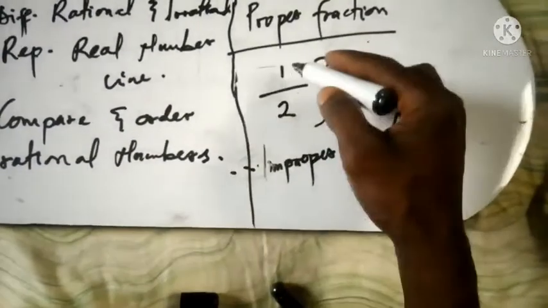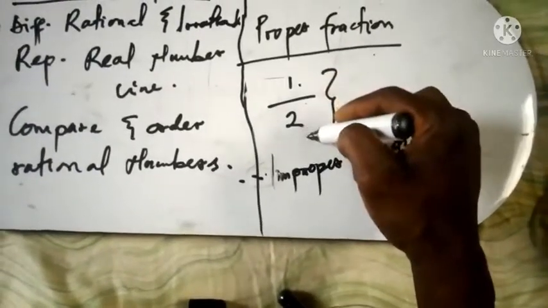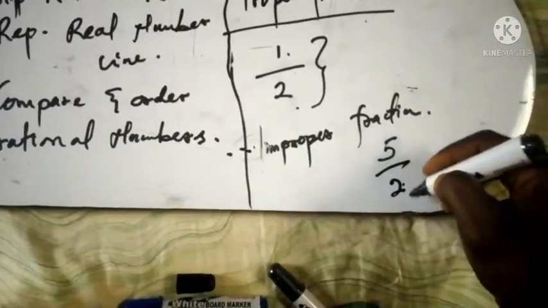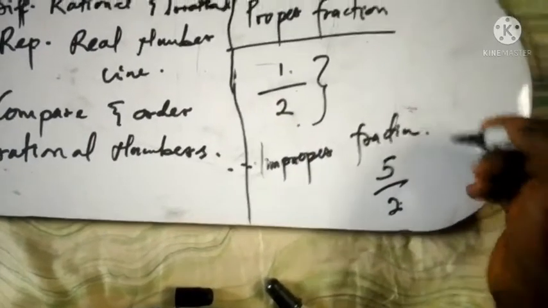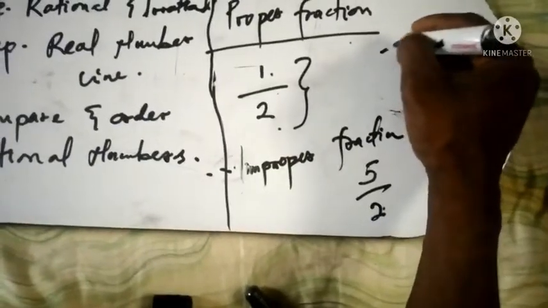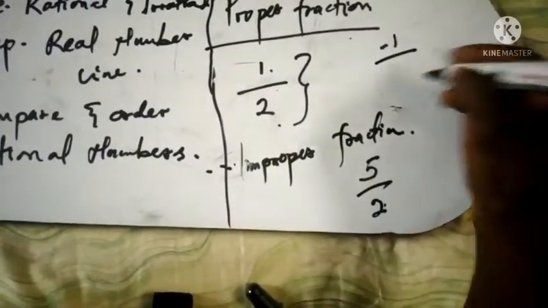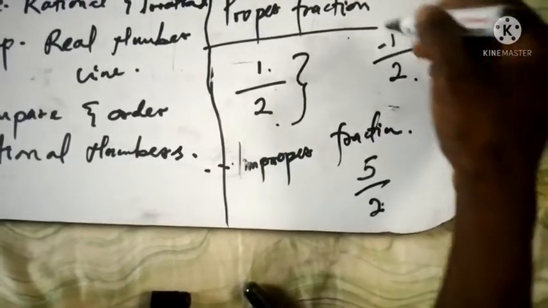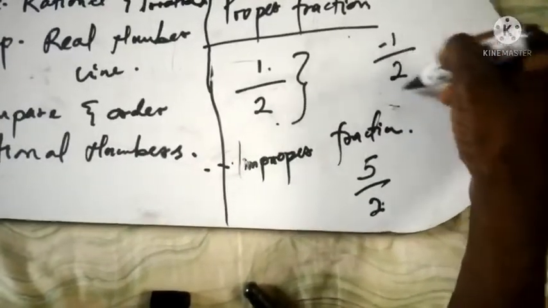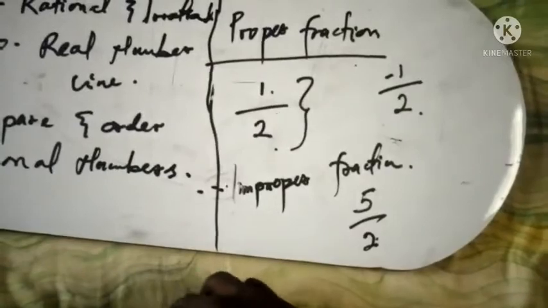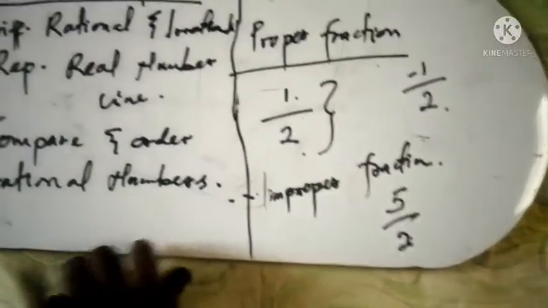So proper, the top one is smaller than the down one, and improper is when the top one is bigger than the down one. Is that okay? It can also be negative, right? It can be negative. So -1 on top over something like 2. Is that okay? So I think you have to answer this one. Is this a proper or improper fraction based on the definition? A proper fraction. Okay, so those are the two ways that we can write a rational number.